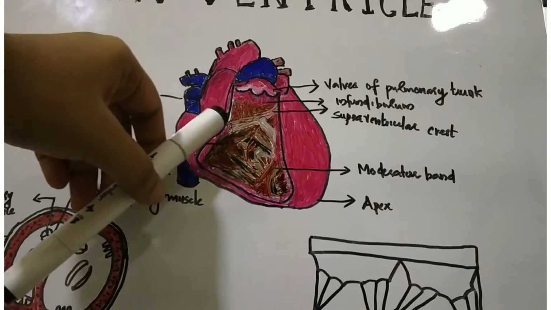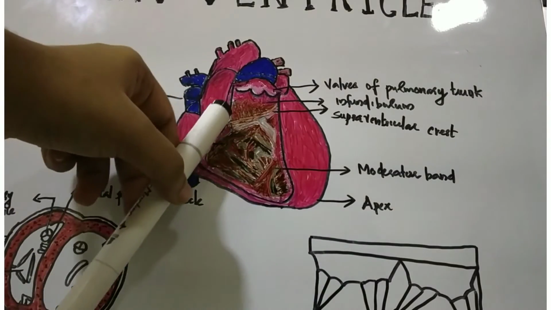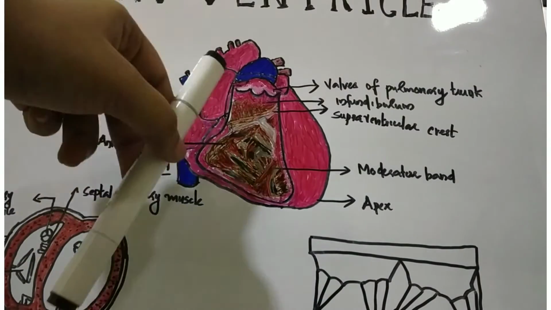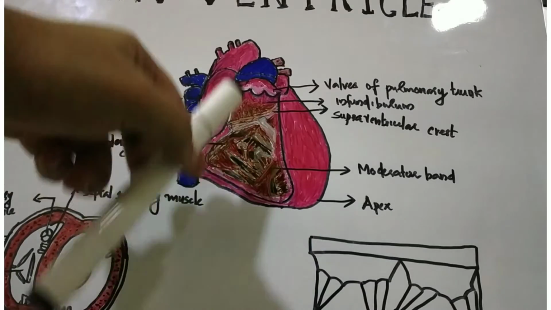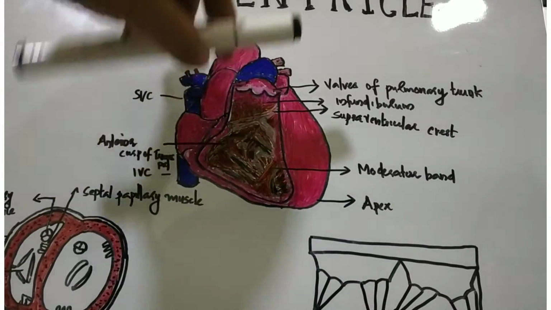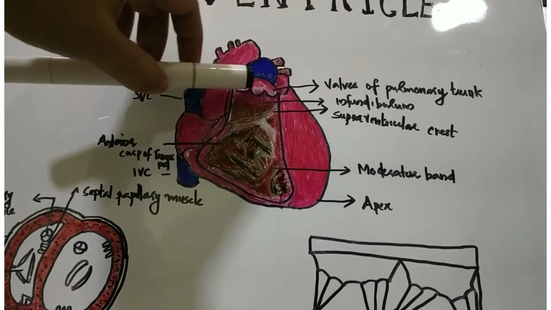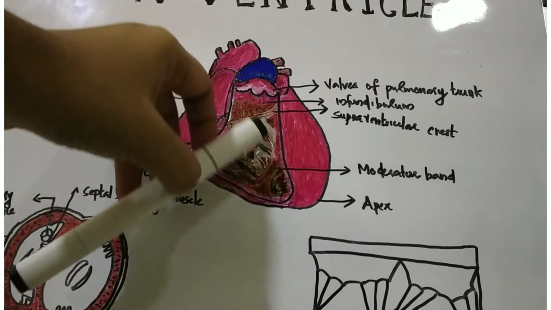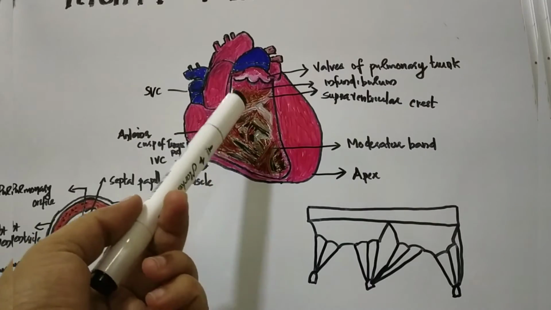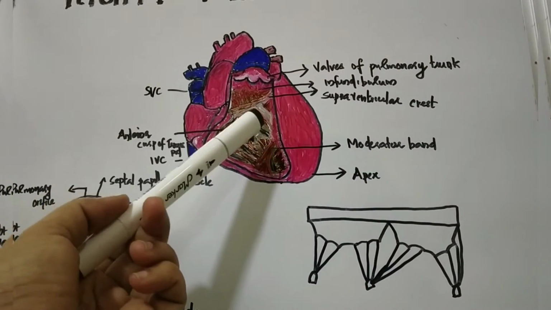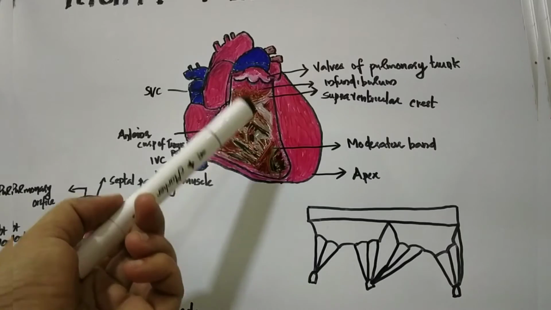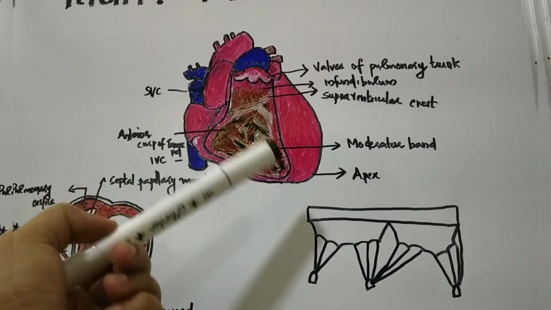The right ventricle has two orifices: the right atrioventricular orifice, also called the tricuspid orifice, which is guarded by the tricuspid valve, and the pulmonary orifice, which is guarded by the pulmonary valve. Now we will discuss the rough part, which is characterized by the muscular ridges called the trabeculae carneae, and they are arranged as ridges, bridges and pillars.